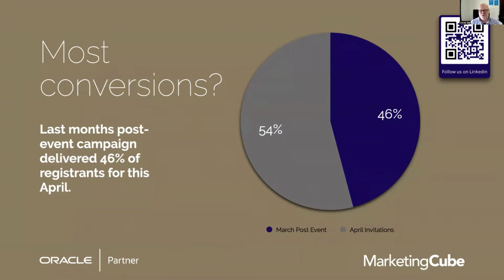And so from the March post event, we had 46% of people register from those various emails that went out. And then for the campaigns that went out the door, again, multiple emails, but focusing just on April, they delivered 54%. So we can see that those post-event communications for last month certainly deliver registrations and conversions for this month's webinar. So I'll leave that with you as some thinking music for your own campaigns.